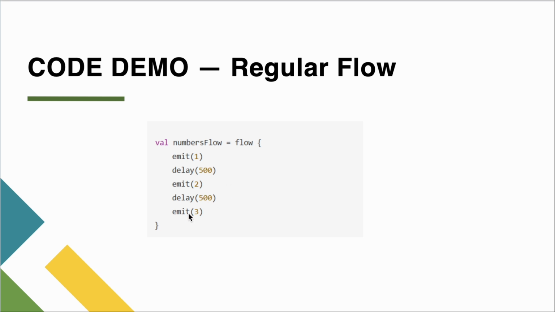Okay, so if there are 10 collectors that collect this flow, each one will get 1, 2, 3 independently. Let's assume this flow is going to emit the data from 1 to 10, and at the same time there are 10 different collectors who are going to collect all of these values. Each collector will get each of the data independently, like each person ordering their own coffee. That is how the regular flow works. If there is a collector, they will receive the fresh data, and each collector will have their own data.